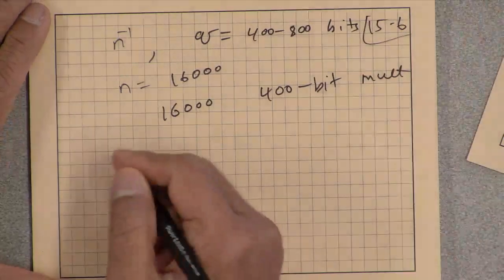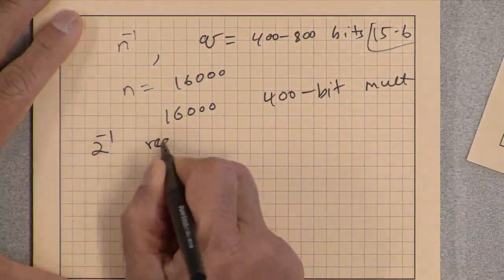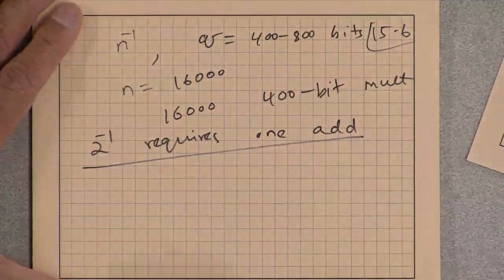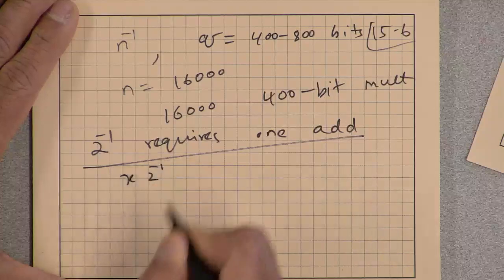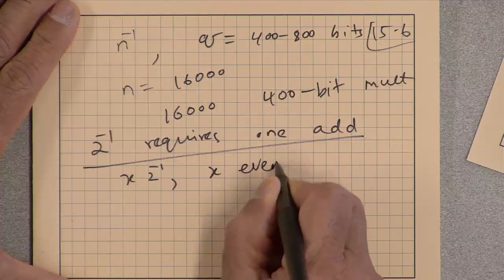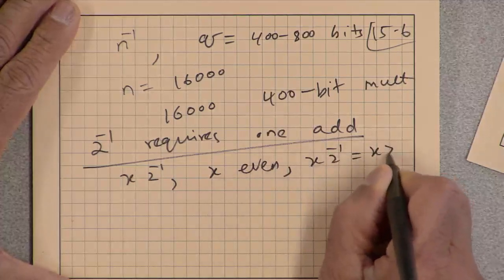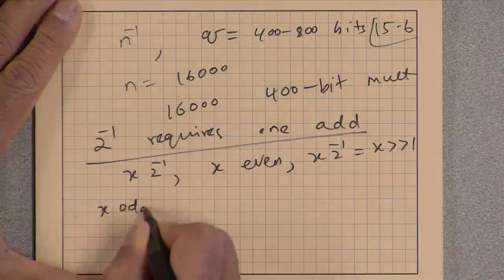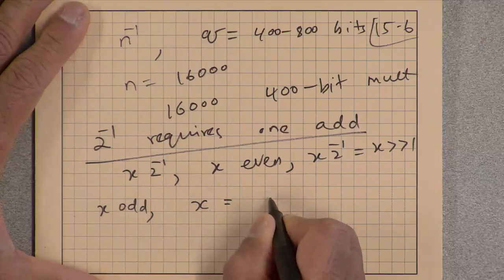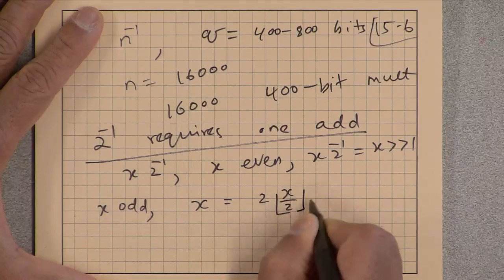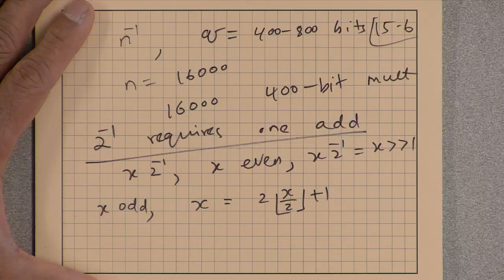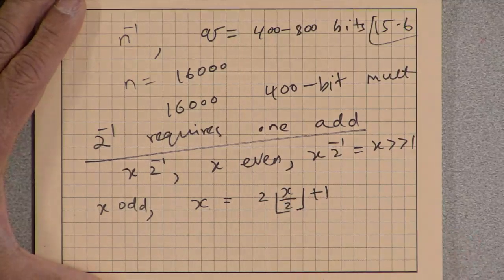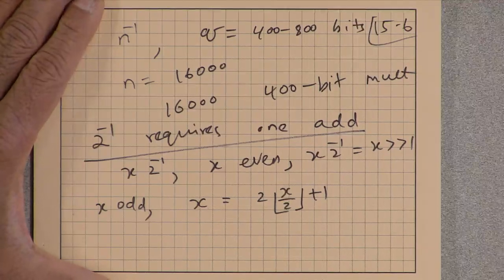Okay, so why would 2 inverse require just one add operation? Let's think about why. Let's say that we want to implement x times 2 to the power minus 1. If x is even, then x times 2 to the power minus 1 is x right shifted by 1 bit. So that doesn't require any multiply or add really. If x is odd, then I can write x is equal to 2 times floor of x by 2, plus 1. If x is say 15, then 15 by 2 floor is 7, 7 times 2 is 14, plus 1 is 15. So I can write that as 2 times floor of x by 2, plus 1.